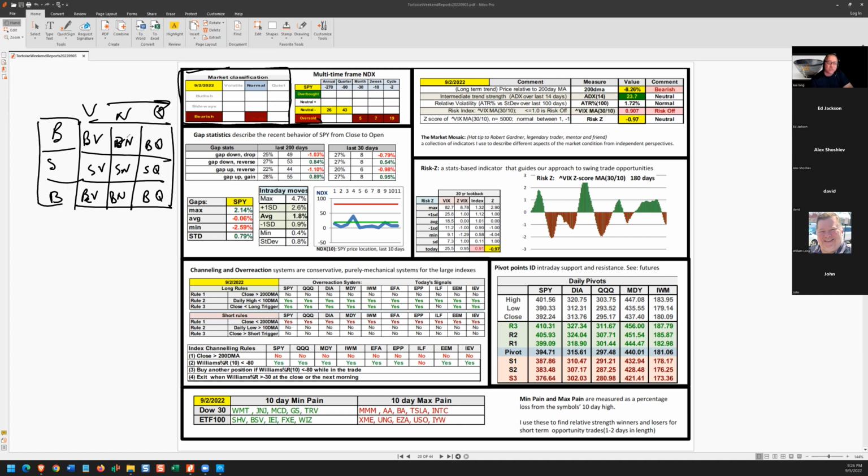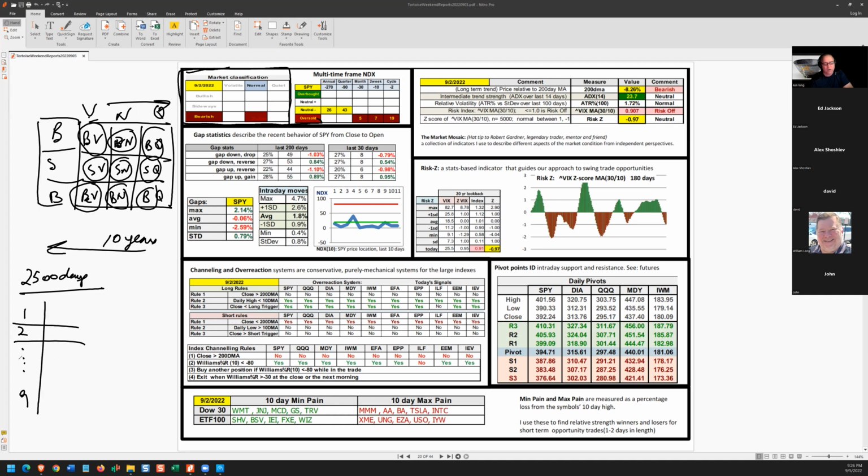Now it turns out, based on statistics, we go back 10 years, and we classify each one of those days. That's about 2,500 days. And each one of those days, when the market closes, puts the market in one of these postures. So there's 9 buckets for each one of those market conditions.